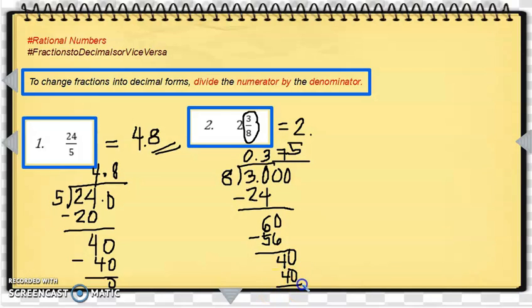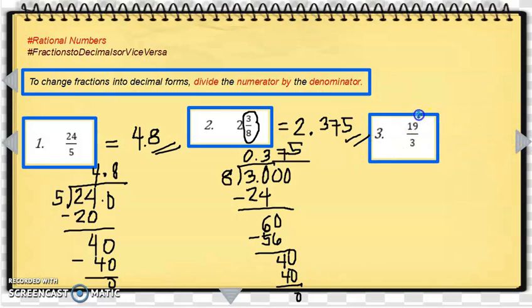So we now have 0.375. We just add that to the whole number 2, making the answer 2.375, or the proper way of reading this is 2 and 375 thousandths. Okay, let's move on to the third one.